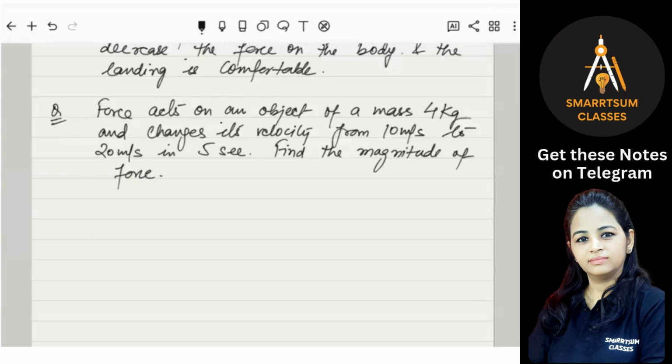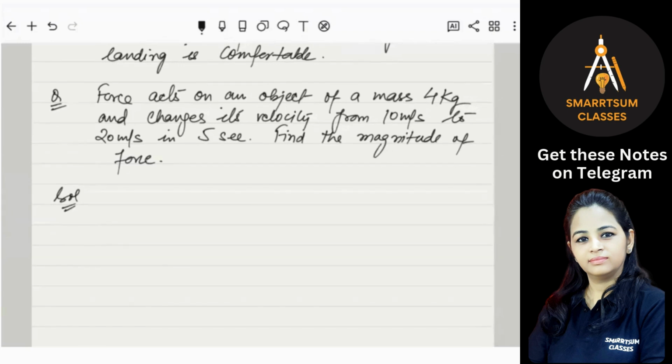So there is a question. Now in this question, a force acts on an object of mass 4 kg and changes its velocity from 10 meter per second to 20 meter per second in 5 seconds. Now you have to find the magnitude of the force, right? Okay. So very first, when you are solving a numerical, always write down what is given to you, right? So what is given here?